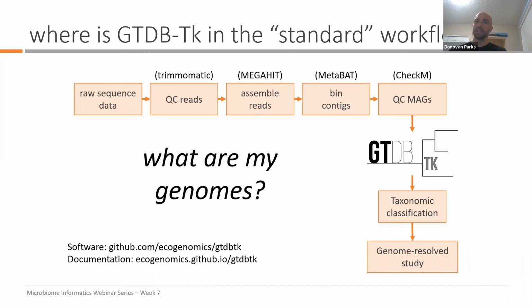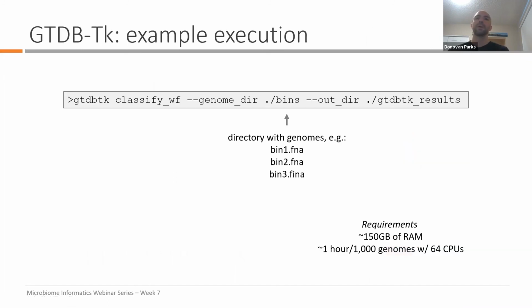GTB-TK is available on GitHub at the URL here, and there is full documentation there, but I will just step you through the very basics of it here. There are basically 2 workflows for GTB-TK: the classify workflow and the de novo workflow. The de novo workflow will identify marker genes in your genomes, add those to all the representative genomes in the GTB, and then infer a de novo FastTree. This is very computationally expensive and is not the most common way to use GTB-TK.